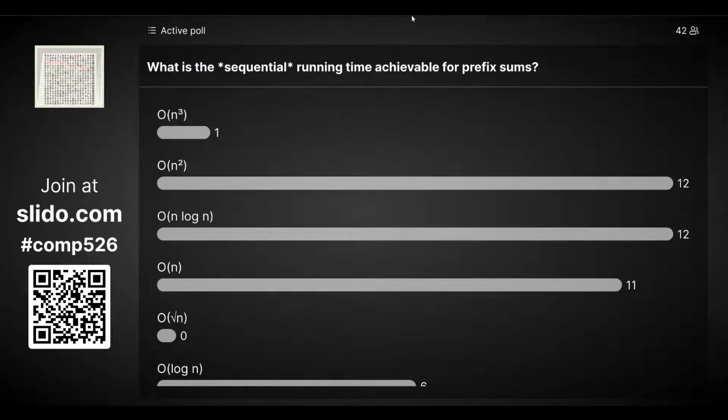How can you do it in linear time, though? Here's the code. It's very nice and slick and simple. Oh, you don't see it. I forgot to switch back.